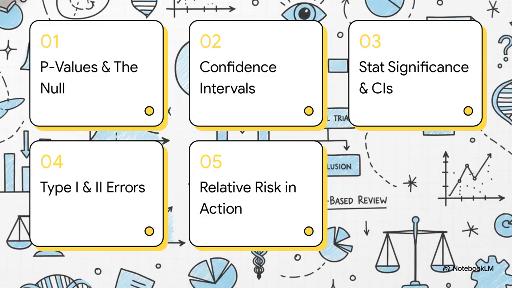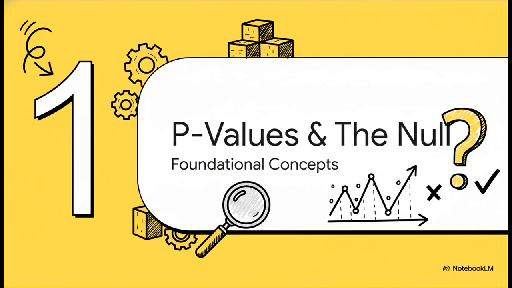All right, here's our roadmap for the 5 core rules we're mastering today. We're going to hit p-values and the null hypothesis, cracking confidence intervals, difference versus ratio data, type 1 and type 2 errors, and finally, relative risk in action. Okay, section 1, foundations, p-values, and the null.